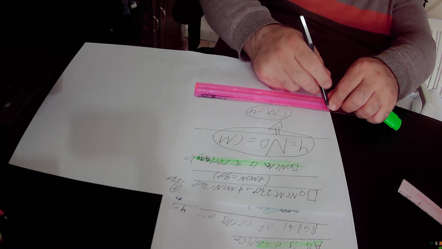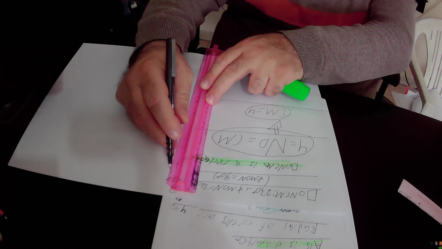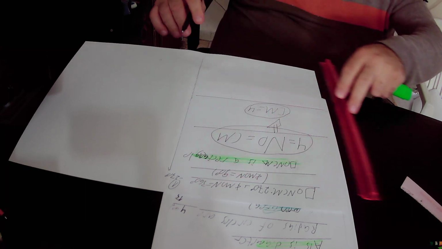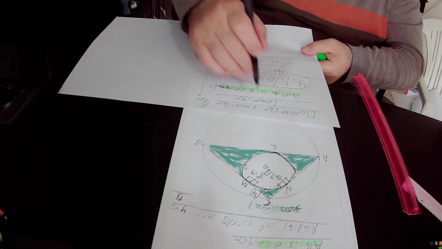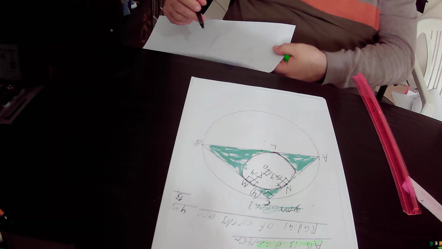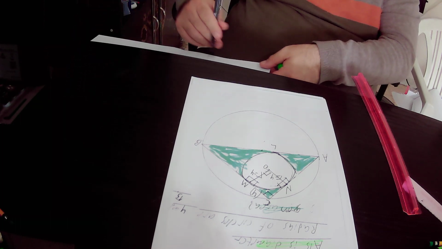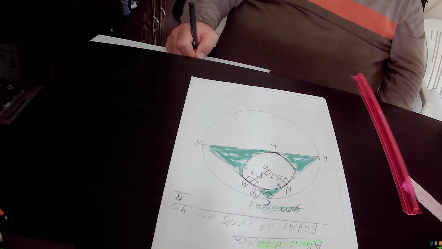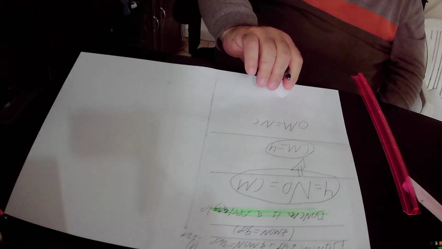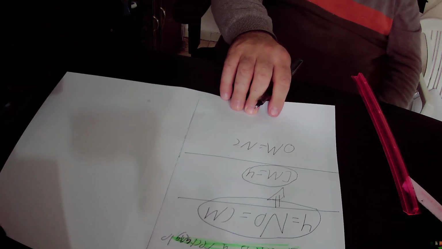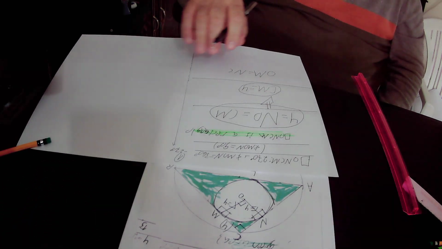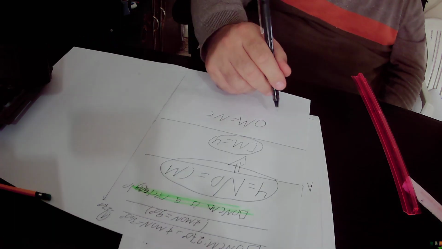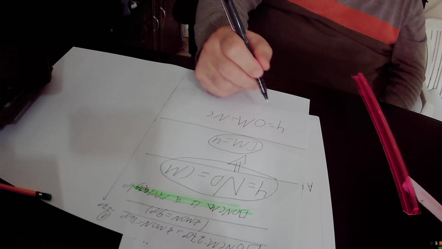Likewise, according to the same rule that the opposite sides of a rectangle are equal to each other, we will get that OM equals NC. OM equals NC according to the rule that the opposite sides of a rectangle are equal to each other. But we have already found out that OM equals 4 units. It is the radius of the small circle. So we can write here that OM equals 4 units.